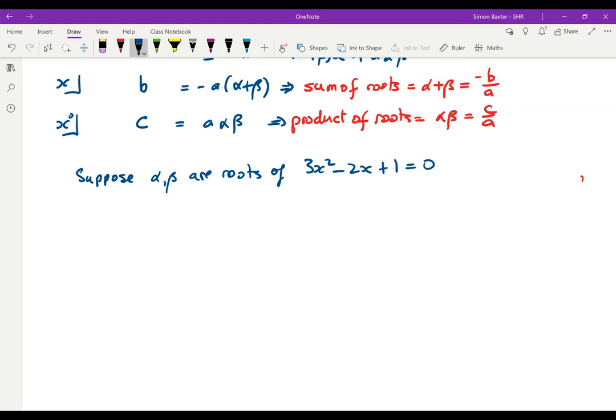If that's the case, by what we've got at the top of the page, the sum of the roots, alpha plus beta, is minus b over a. That's minus of minus 2 divided by 3. So that's plus 2 over 3. And the product of the roots, alpha beta, is equal to c over a, which is c divided by a, 1 over 3.